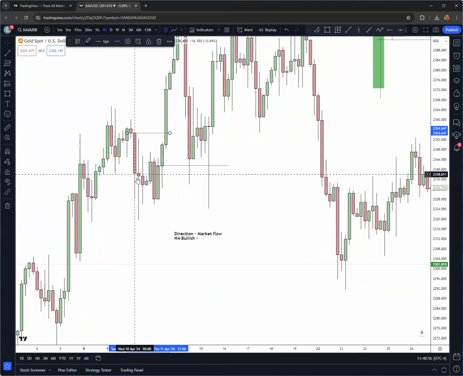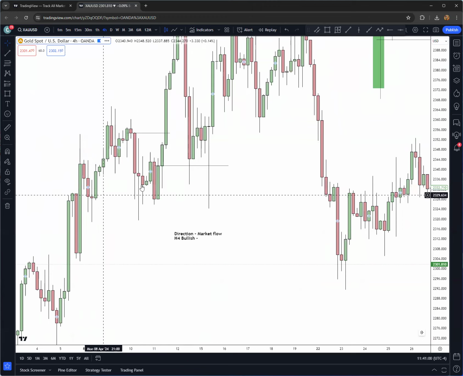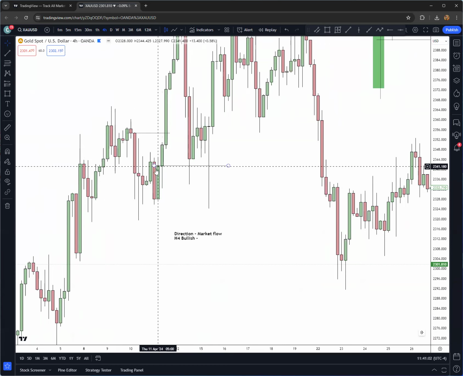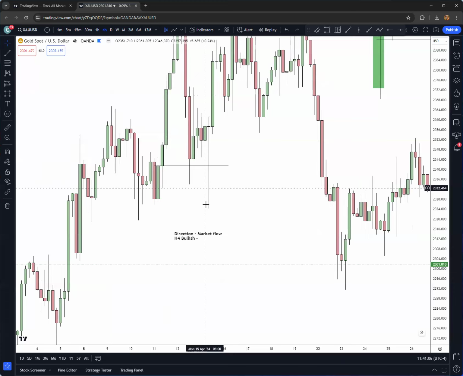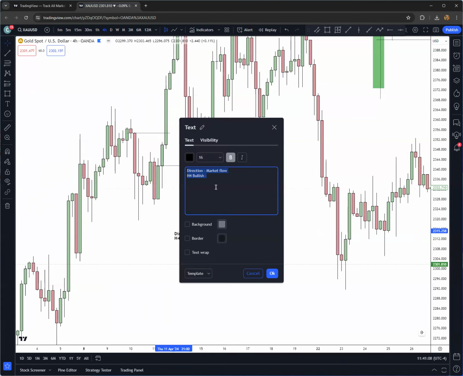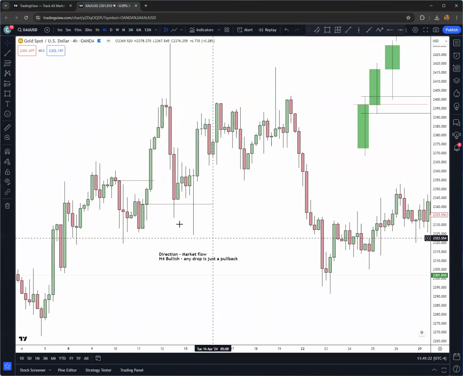So when that happened, right? And then price hit something down here. We're not going to focus on what it hit here. We're just focusing on this. H4 taking this out is bullish for me. So that means that H4 is bullish. Any drop, right, is just a pullback, right? Any drop is just a pullback.